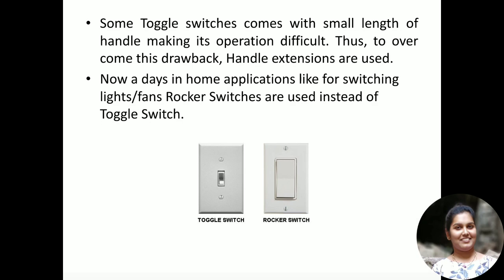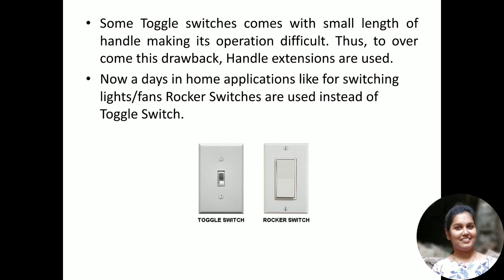Nowadays, in all home appliances, like switching of lights and fans, rocker switches are used instead of toggle switches. Here in the diagram, on the screen, you can see a rocker switch. In general, we use this kind of switch in our houses for all the lights or fans or anything else. These switches are nothing but rocker switches. These days, instead of rocker switches, in some houses some people are preferring toggle switches.